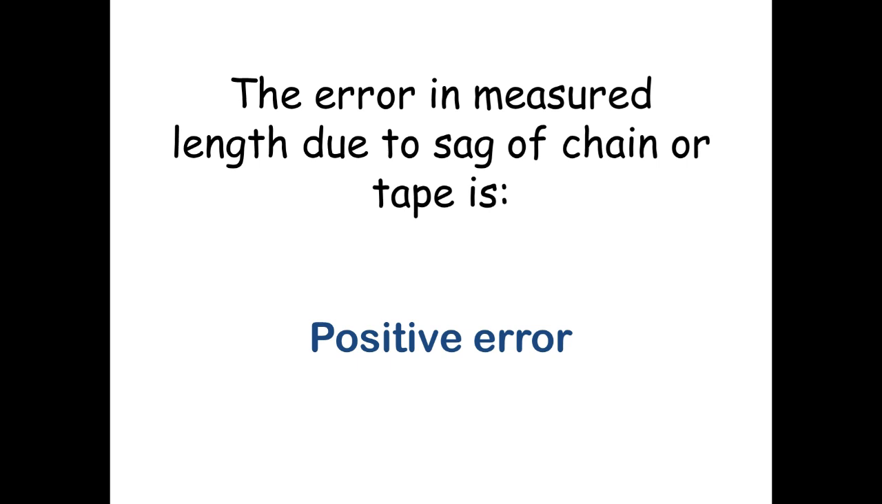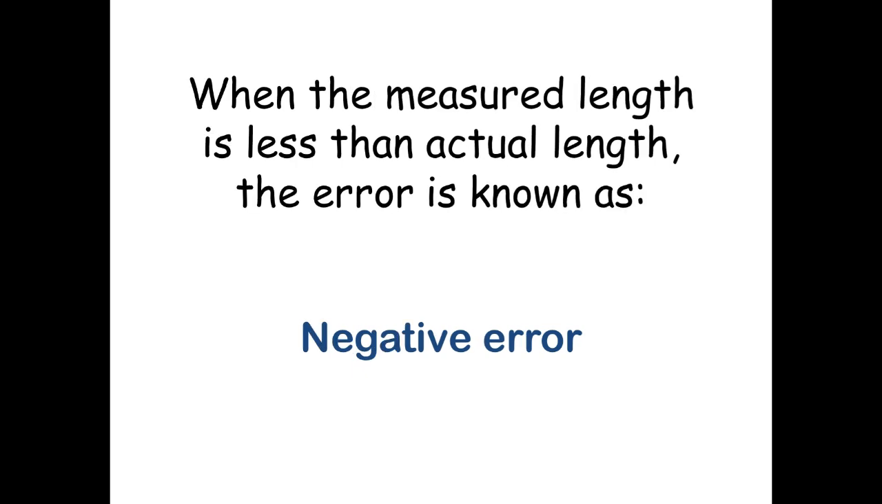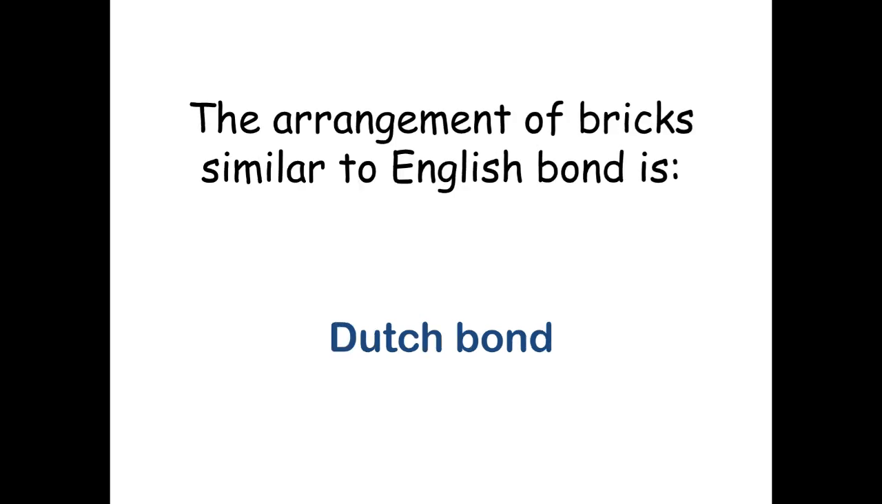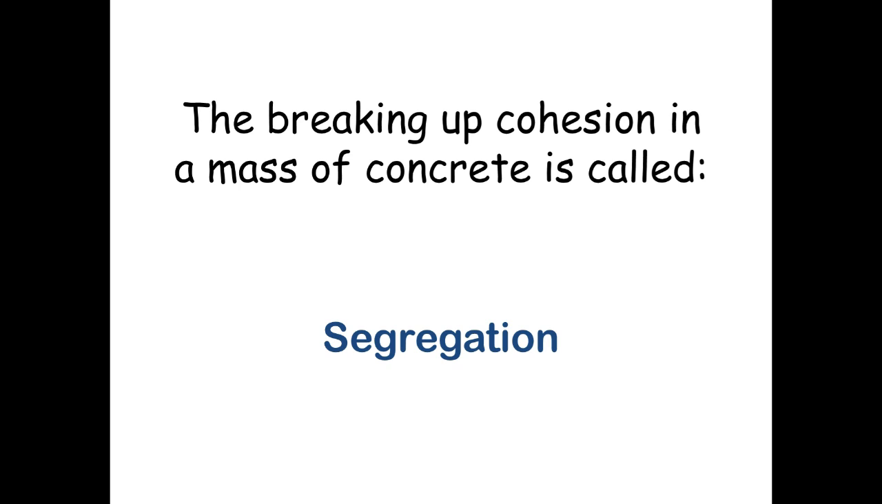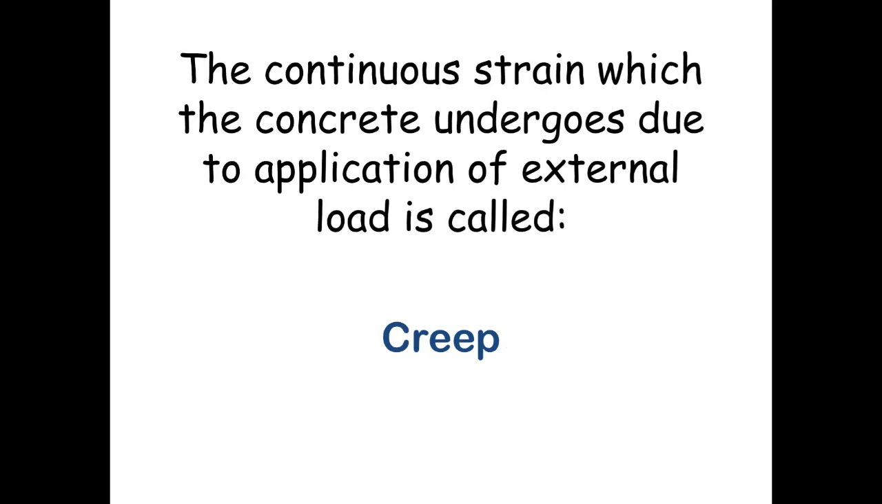The error in measured length due to sag of chain or tape is positive error. When the measured length is less than actual length, the error is known as negative error. The arrangement of bricks similar to English bond is Dutch bond. The breaking up of cohesion in a mass of concrete is called segregation. The continuous strain which the concrete undergoes due to application of external load is called creep.